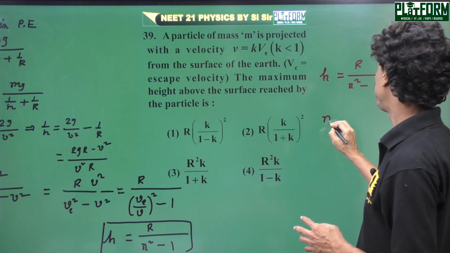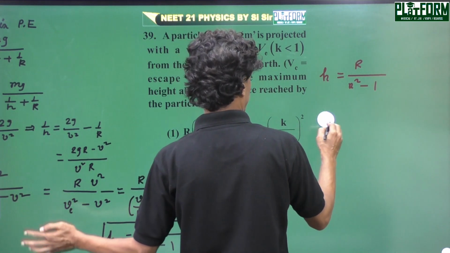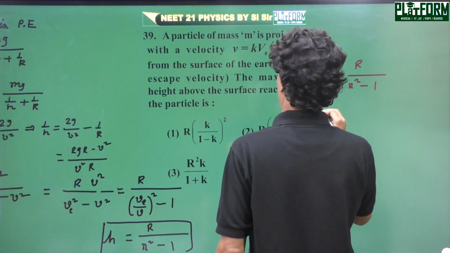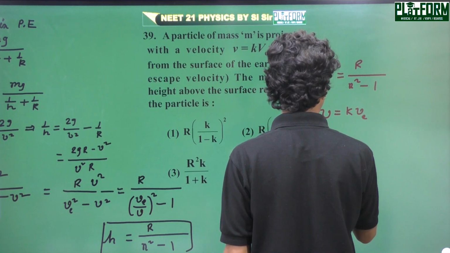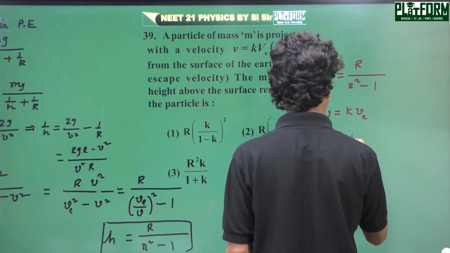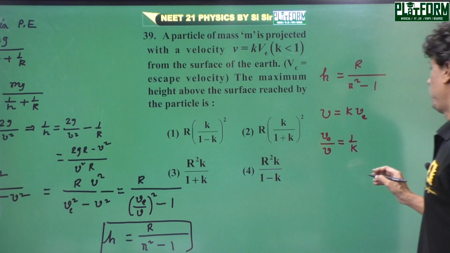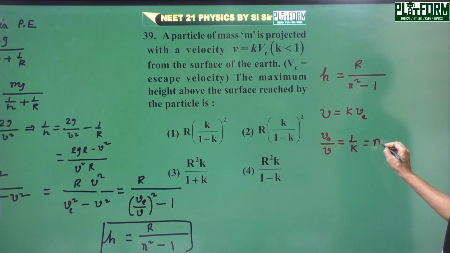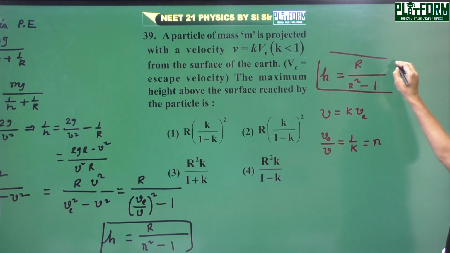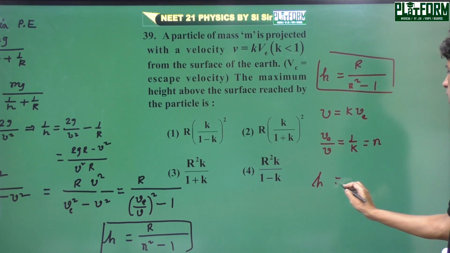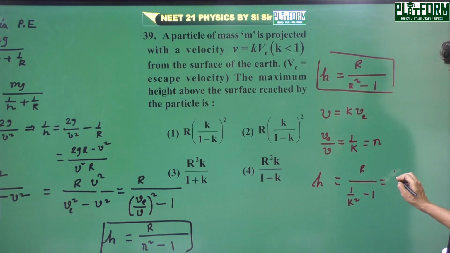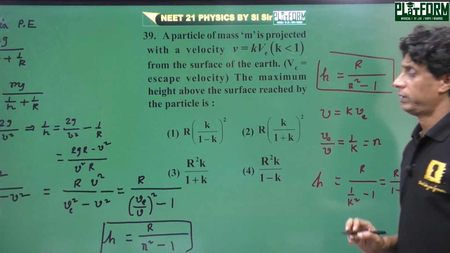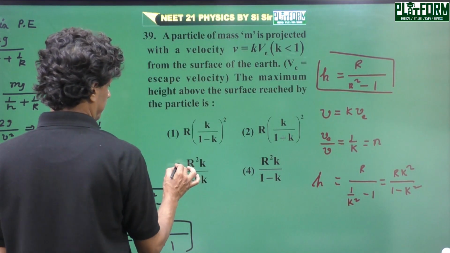In this problem, v equals k times Ve. So Ve by v is actually 1 by k, which I have taken as n in our advanced formula. So h equals r times 1 by k square minus 1. Finally, it is r times 1 minus k square by k square. And the correct option here is 3.